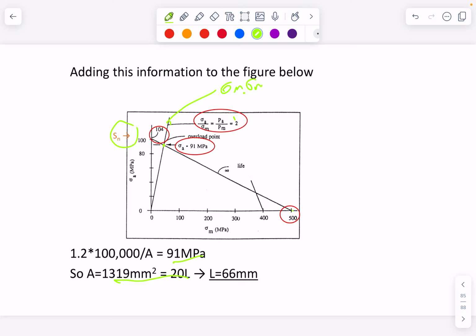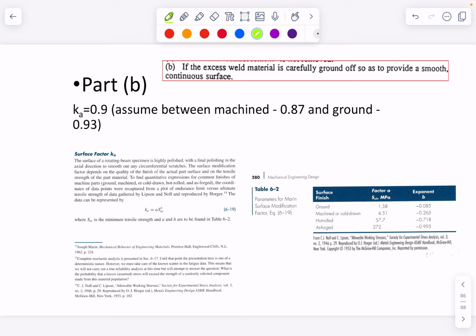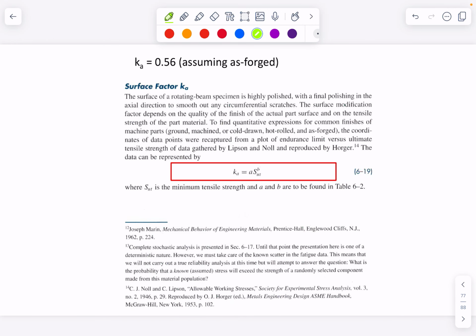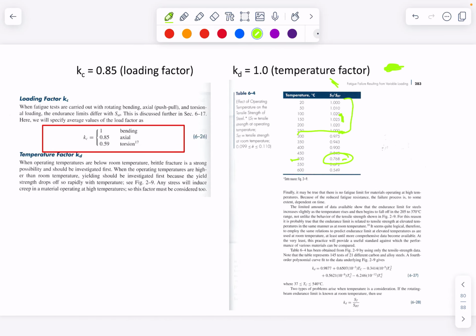And from there we can work out we need a 66 millimeter long weld, okay? Which you'd round up to 70 in my books. No welder is going to be able to weld 66.0 millimeters. And you've got to think about the end effects. Part B is what if we really cleaned it up? And so Ka becomes a lot higher, 0.9. If we go back where we started this thing, Ka was 0.56, assuming an as-forged condition.